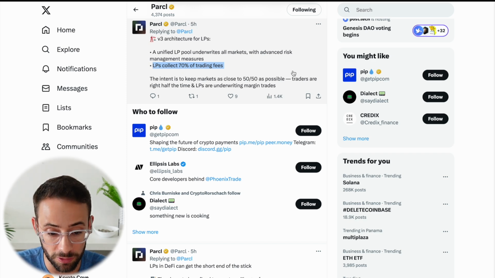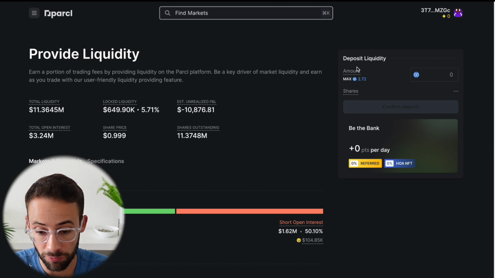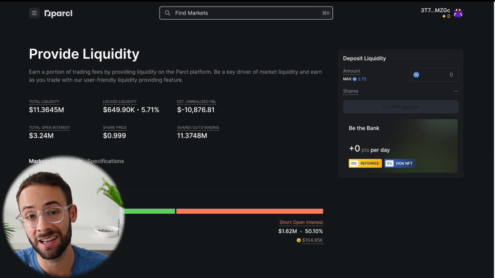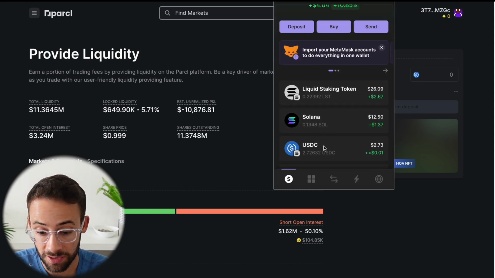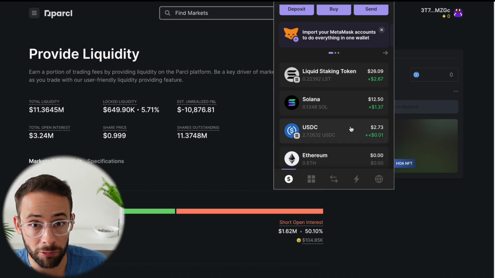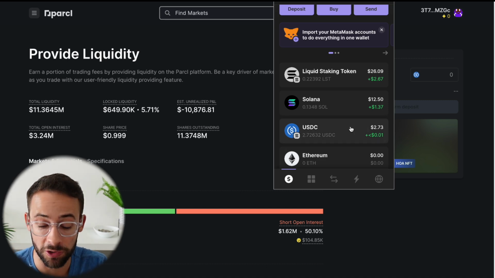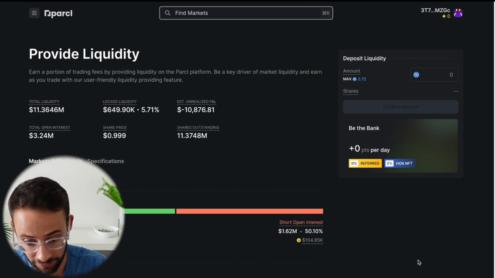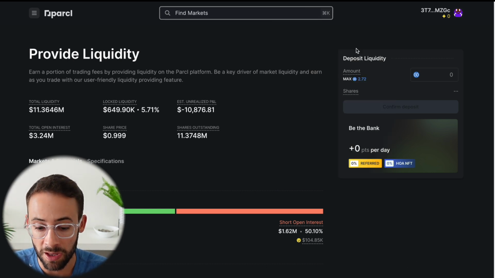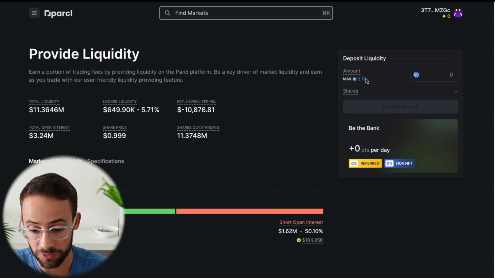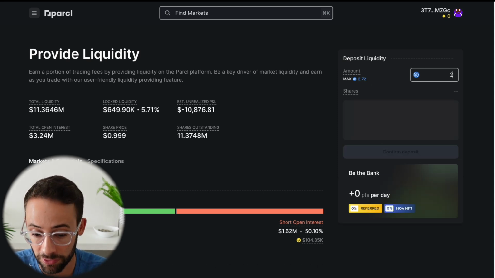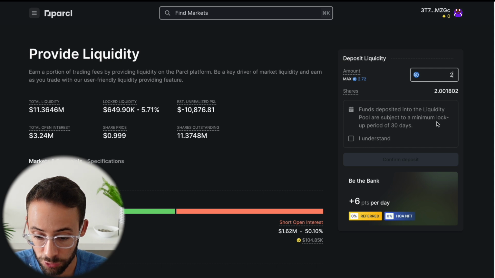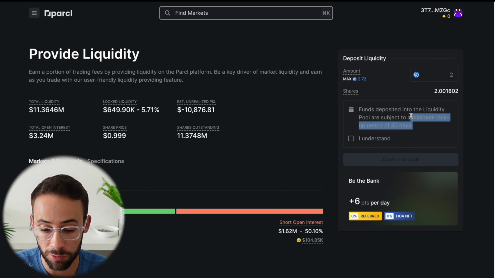So that's pretty solid. And if you are interested in providing liquidity, again, you're going to need to have some USDC in your wallet, and this is separate from what you deposit to the platform to use to trade. So you need to deposit this as a separate transaction into the liquidity pool, and you can decide how much you want to deposit. So if I wanted to deposit $2 worth of liquidity, you can do that. However, there is a minimum lockup period of 30 days. So that's an important thing to note.